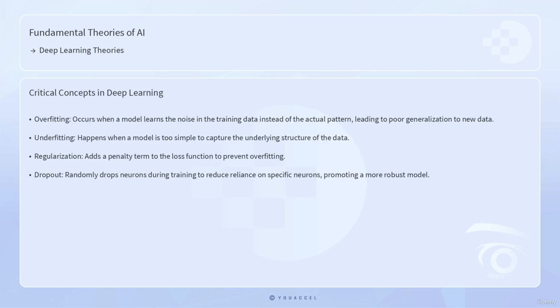Another critical theory in deep learning is the concept of overfitting and underfitting. Overfitting occurs when a model learns the noise in the training data instead of the actual pattern, leading to poor generalization to new data. Underfitting happens when a model is too simple to capture the underlying structure of the data. Techniques such as regularization, dropout, and data augmentation are employed to mitigate these issues. Regularization adds a penalty term to the loss function to prevent overfitting, while dropout randomly drops neurons during training to reduce reliance on specific neurons, promoting a more robust model.